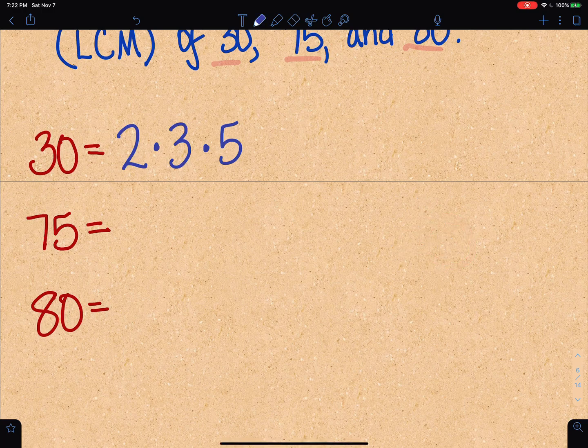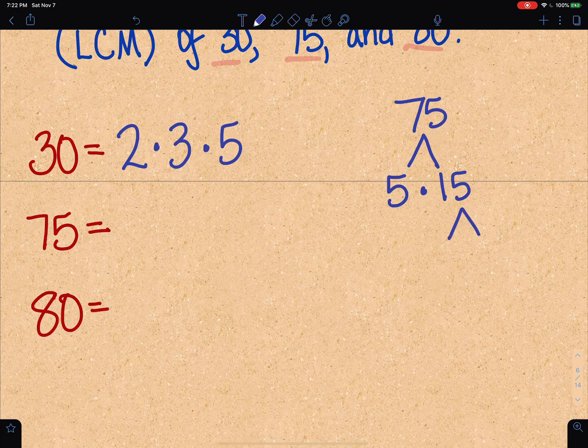Next up is the number 75. 5 goes into 75, and it goes into it 15 times if I'm doing my math right. And I think that I am. Maybe someone check that for me. What is 75 divided by 5? Yeah, 15. Okay, 15 can be divided into 3 times 5. So my primes are going to be 5, 3, and 5.